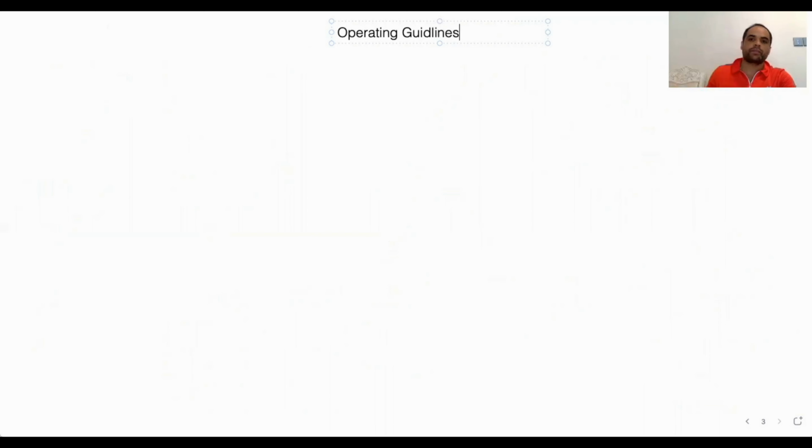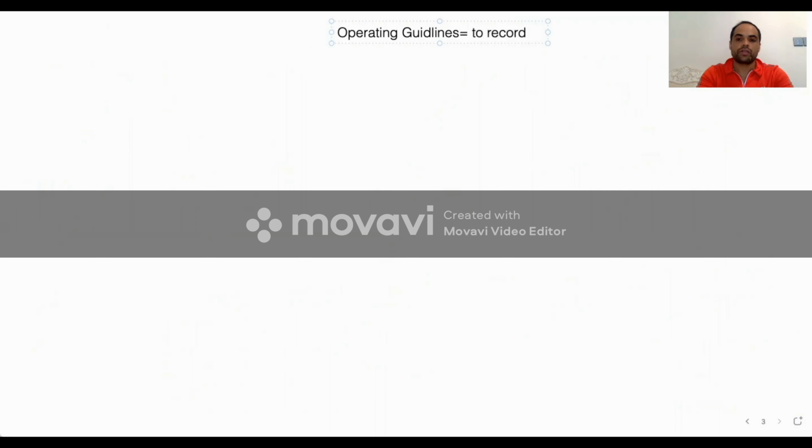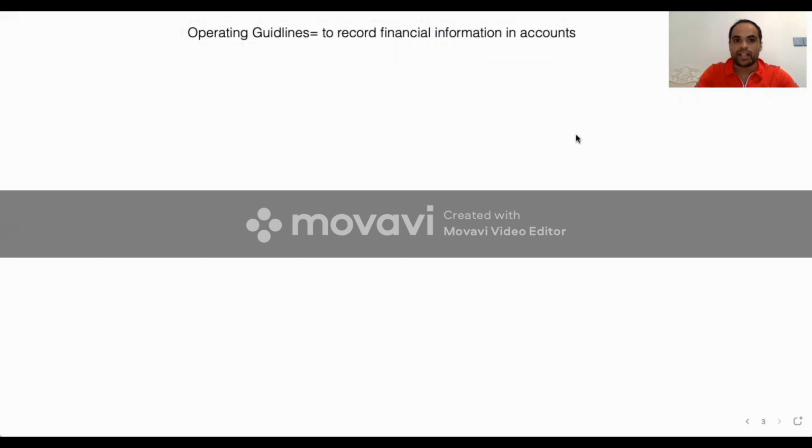Operating guidelines provide information to record financial information in accounts. So operating guidelines give us instructions to record information in accounts. How are you going to record information in your account? This kind of information, we can get it through the operating guidelines, right?